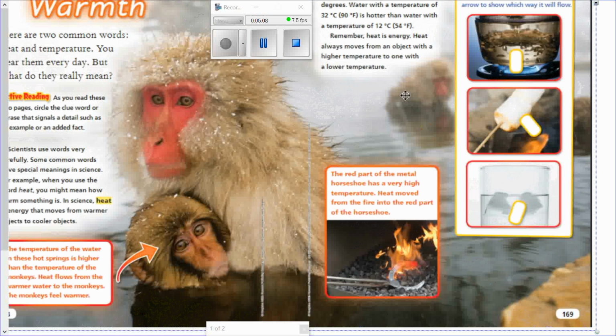Okay, let's look at this. It says the red part of the metal horseshoe has a very high temperature. Heat moved from the fire into the red part of the horseshoe.